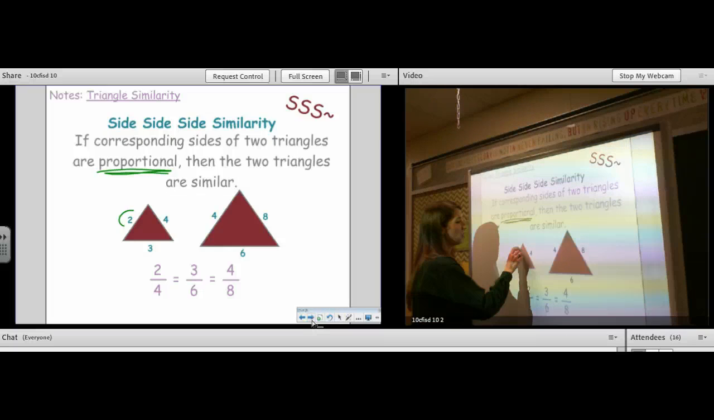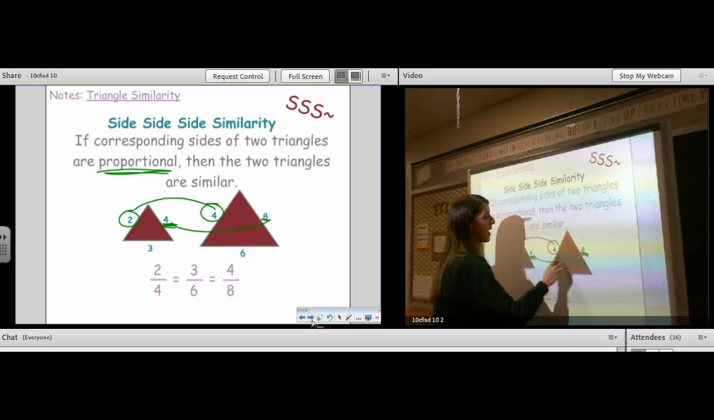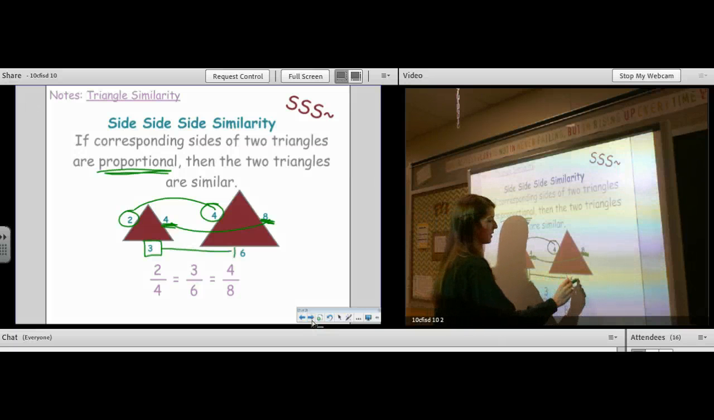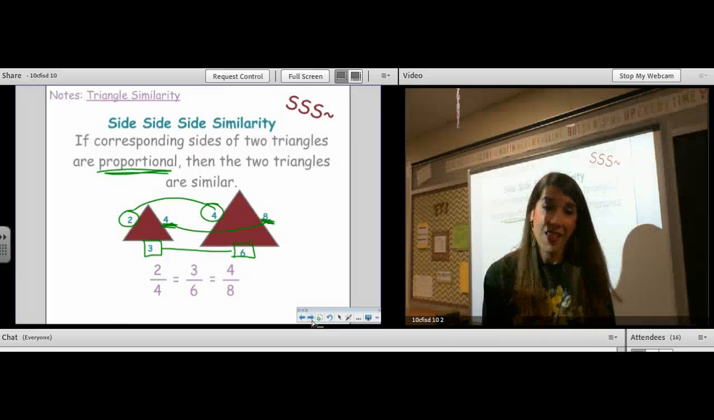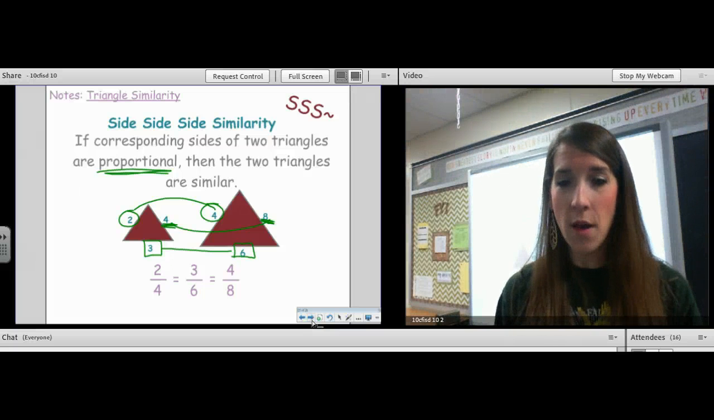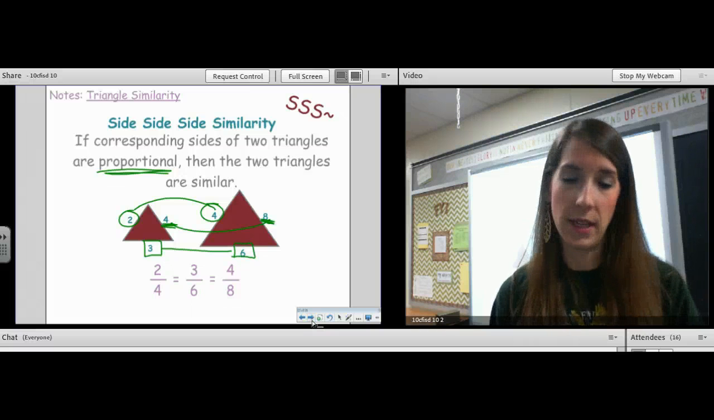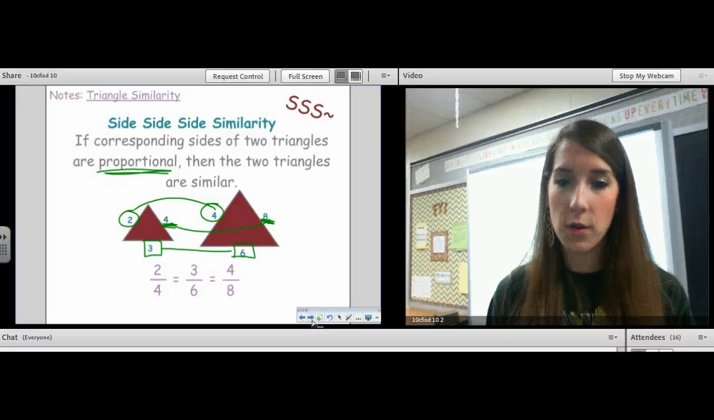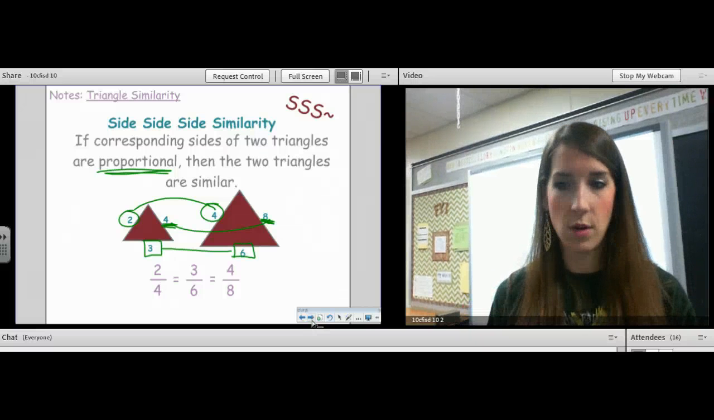So, does 2 go with 4 as 4 goes with 8 as 3 goes with 6? And in this case, the scale factor is 2, and it's 2 every time. 2 times 2 is 4. 4 times 2 is 8. 3 times 2 is 6. So the proportions were maintained. Therefore, those triangles are similar, and we don't need to know about the angles.